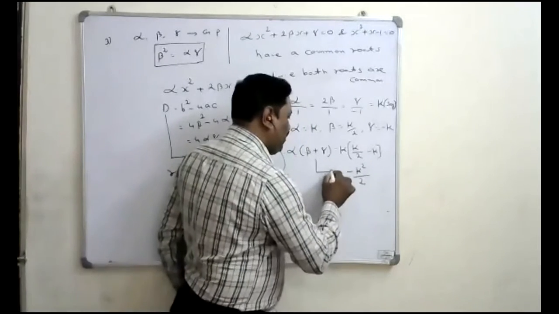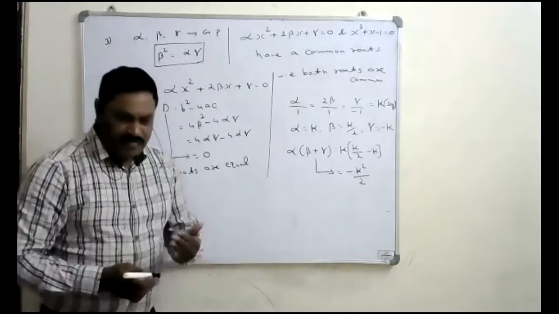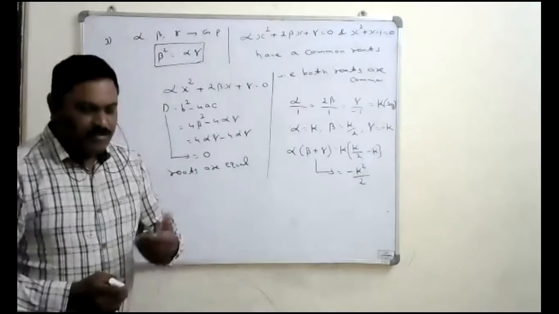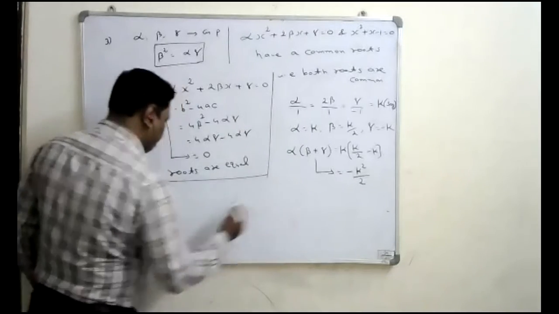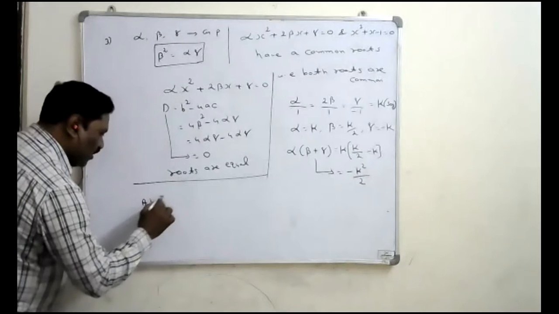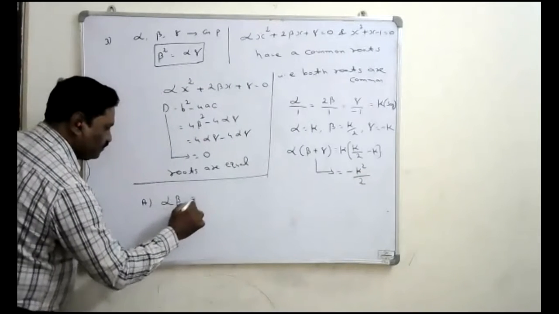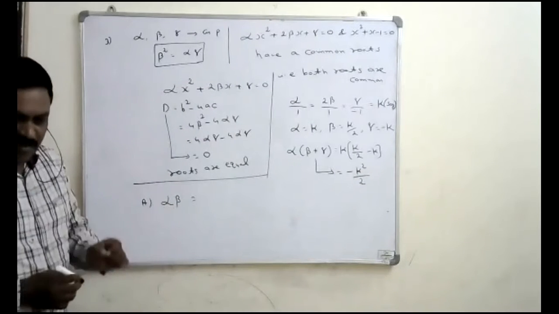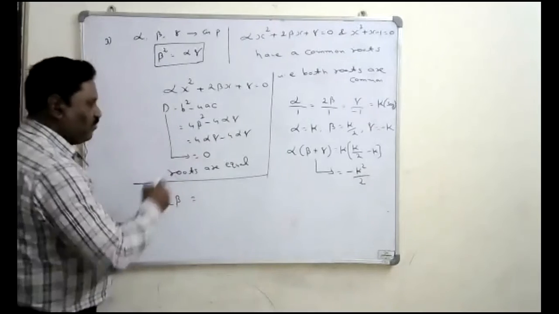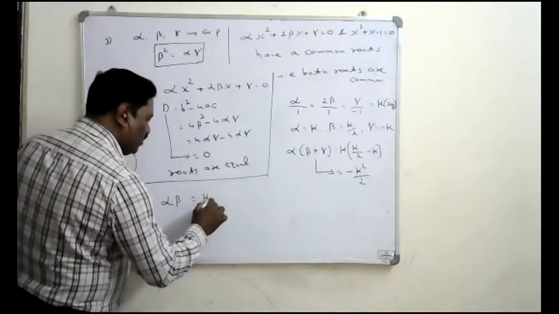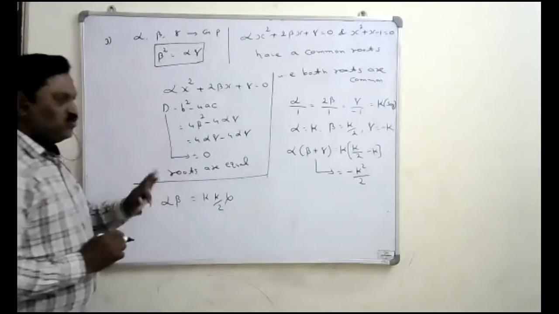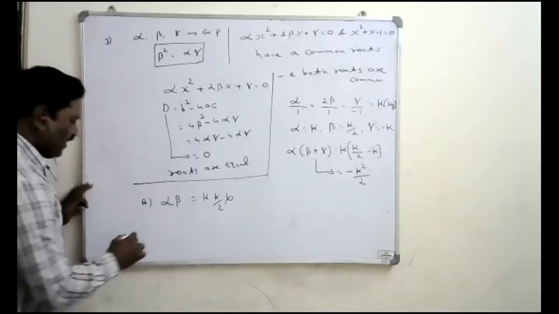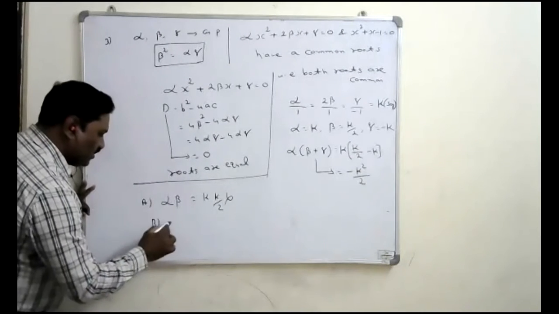Okay, this is the value we got. Now we will check from the options which option is going to give this value. The first option is alpha into beta. Alpha is k, beta is k by 2, so this gives k square by 2. That is not correct. The second option is 0. This is also not correct.